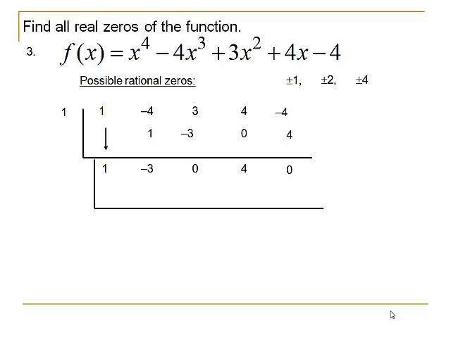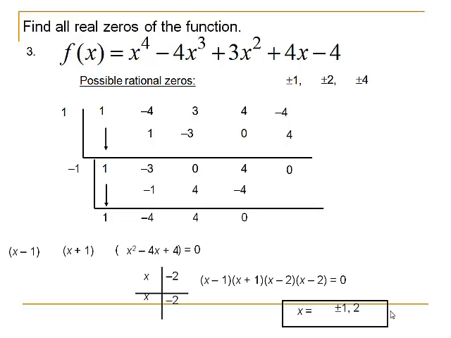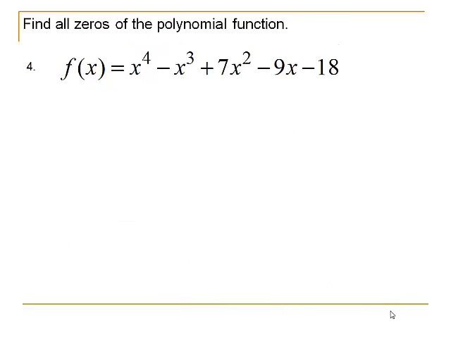Let's do one more round. So I'll try negative 1 this time. Bring the 1 down. And negative 1 also works. So now we're left with x squared minus 4x plus 4. Don't forget the x plus 1 and the x minus 1 from the 2 previous synthetic divisions. Factor the x squared minus 4x plus 4, and you get the complete factorization, x minus 1, x plus 1, x minus 2, x minus 2. So x equals plus or minus 1 and plus or minus 2. That's the way we use the rational root theorem to help us factor these things.